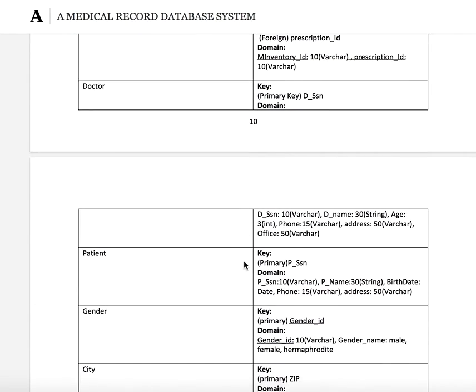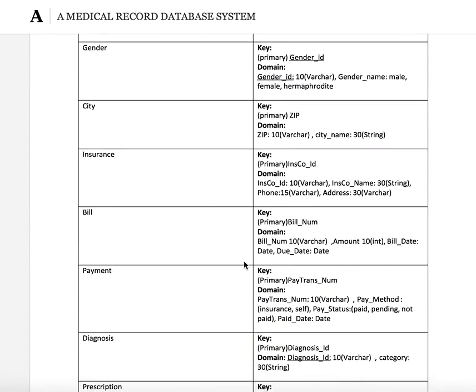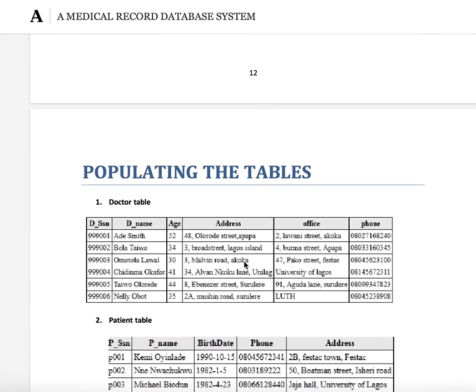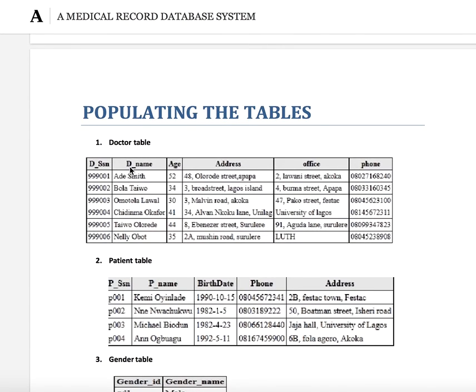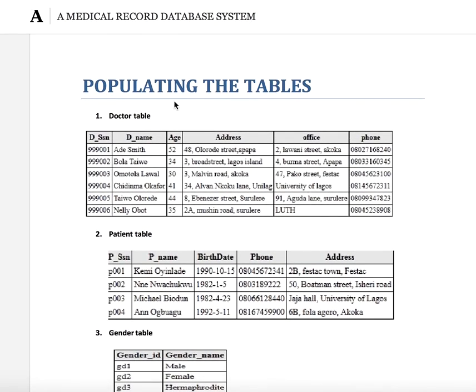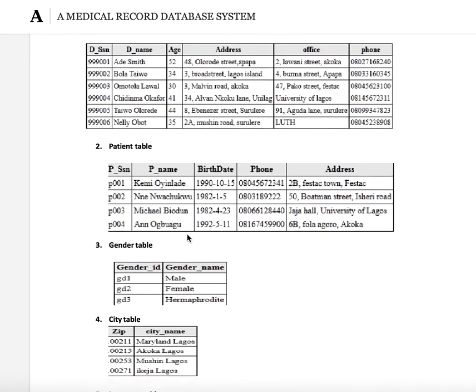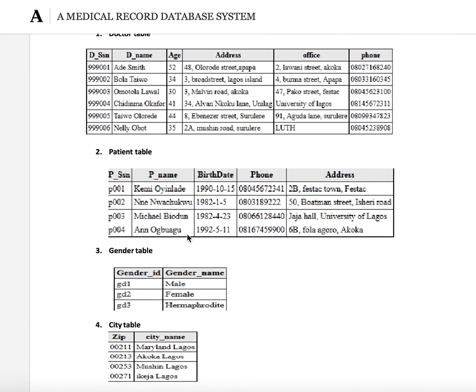Like I said, just like with the other information, it helps define it so that it can separate from everything else. And not only that, this is what it would look like when you had to populate the tables. So this is the doctor's table. This will help you identify a doctor, like the doctor's social security number. Like if you want to find Nellie Obot, Nellie Obot's age, where the person lives, the phone. And this goes on for patient, gender, city. So this helps identify the person as well.